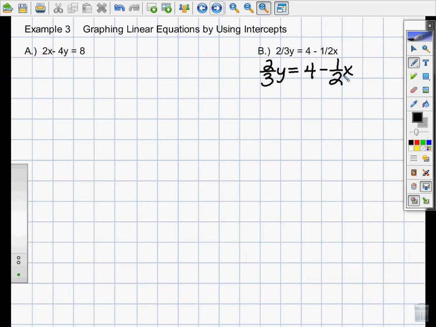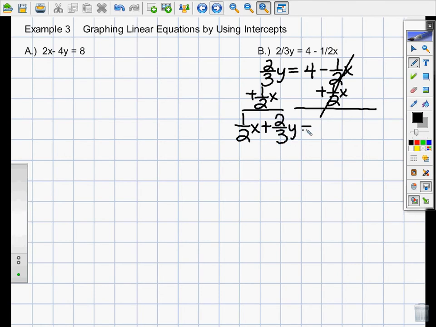So let's tackle each one. Let's put it in standard form first of all. And remember, in standard form, we want x and y on the same side. So I'm going to go ahead and move the 1/2 x term over to the other side by means of addition. So they're going to cancel out here on the right. That's exactly what I wanted it to do. And now here on the left, I've got 1/2 x plus 2/3 y is equal to 4. That looks great. So we're almost in standard form.